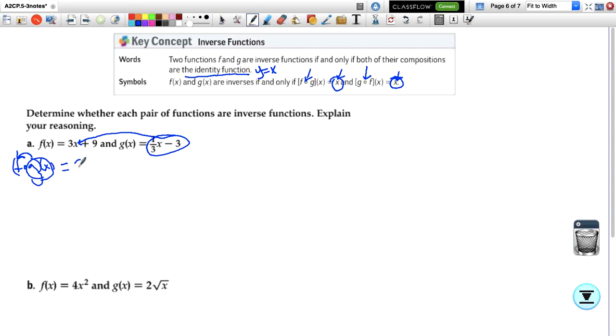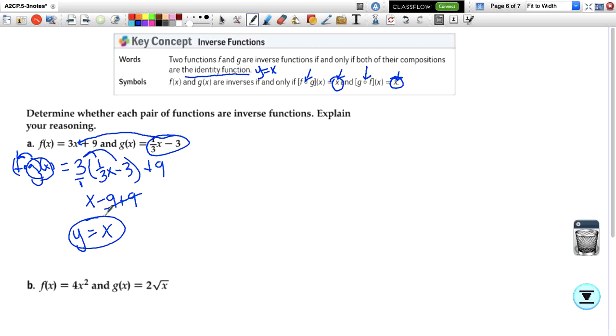So I'm going to have 3 times, not x anymore, I'm going to put in 1/3 x minus 3, and then my plus 9. And now I'm going to simplify this, okay? I notice that I have distributive property here. I'm going to take care of that first, okay? 1/3 times 3, hopefully you know that that's 3 over 3, which is 1. You could put it over 1 if you wanted and do across the top and across the bottom. But either way, you're just going to get 1x, or just x. And then 3 times negative 3 is negative 9, and then on the outside we have a plus 9. Negative 9 and plus 9, oh my gosh, equals x. So this is my identity function, right? My y equals x. Perfect.